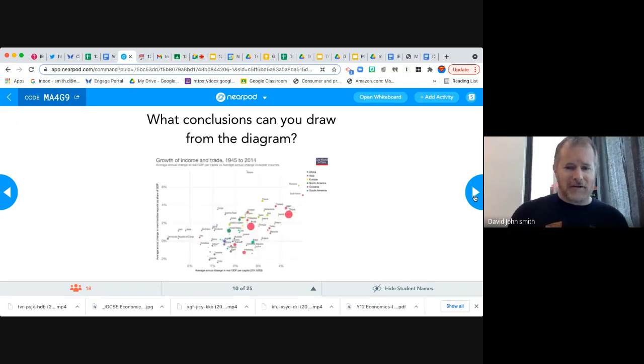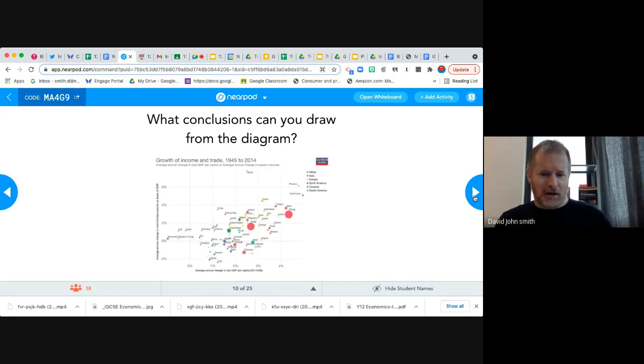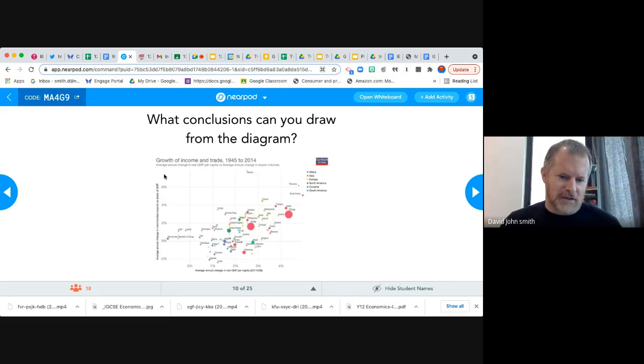Now here's a wee diagram here, and hopefully you can see it clearly enough. I debated including this one, but I thought, yeah, we'll have a go. All right, now it's income and trade from 1945 to 2014. So these are all the different countries here. These are obviously the percentages here, annual percentage change, and then average annual change in real GDP, so that's up there.